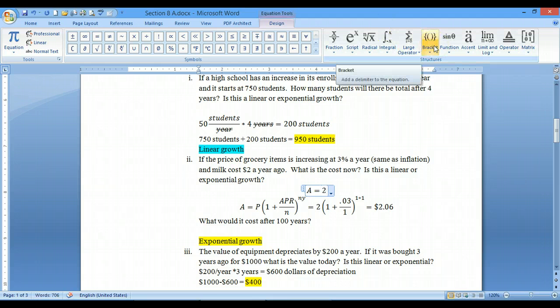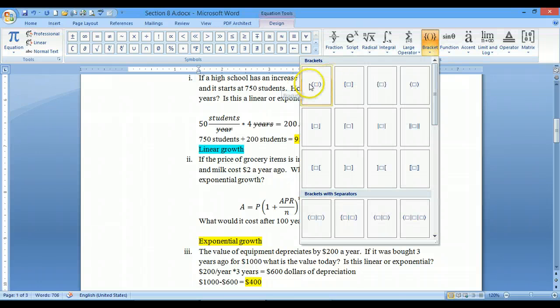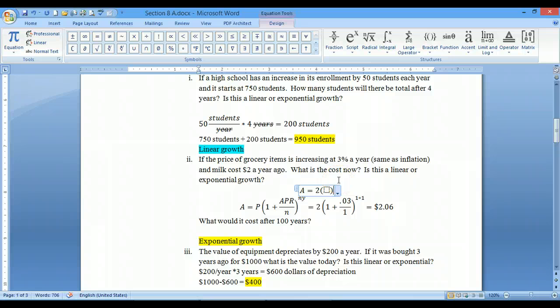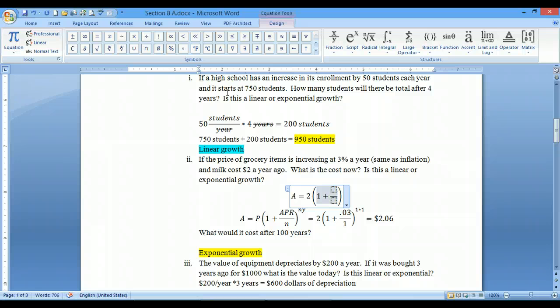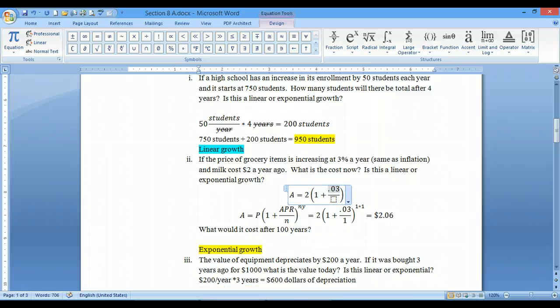I can do Shift 9 to get a parenthesis, or come up here to do a bracket and get parentheses. Type in my over button. Using the arrow over, I have 1 plus, now I need a fraction, pull in my fraction, again my over arrow button, and I want 0.03, which is what it was increasing, same as inflation, down arrow or over, 1.